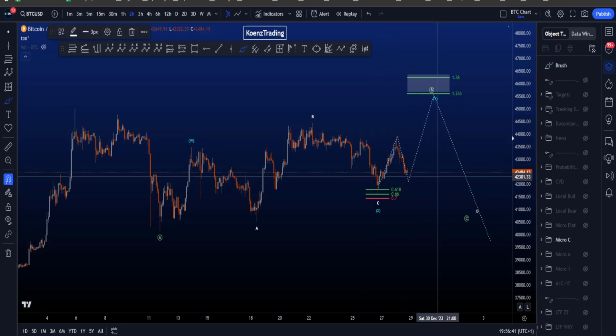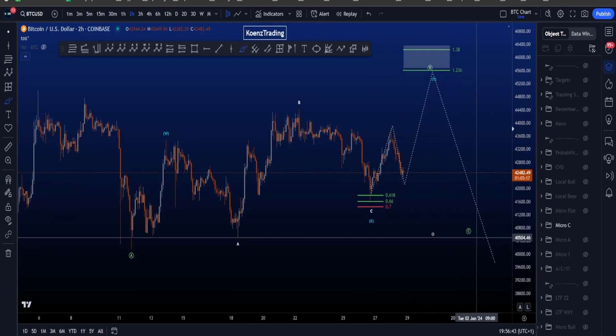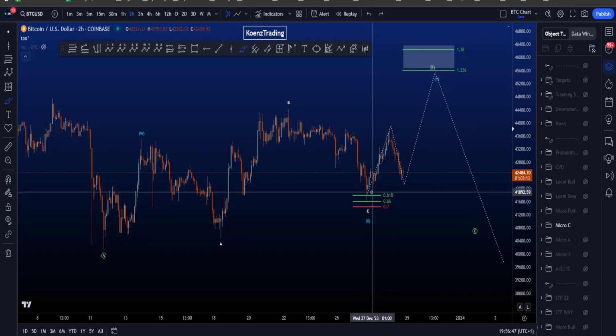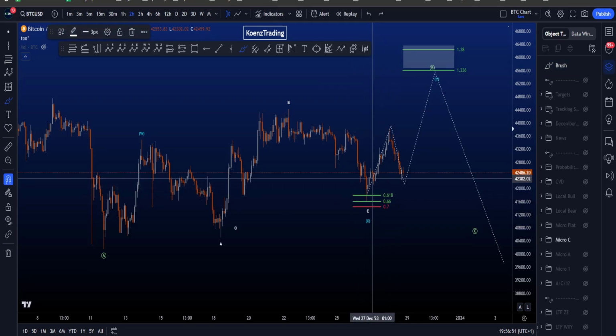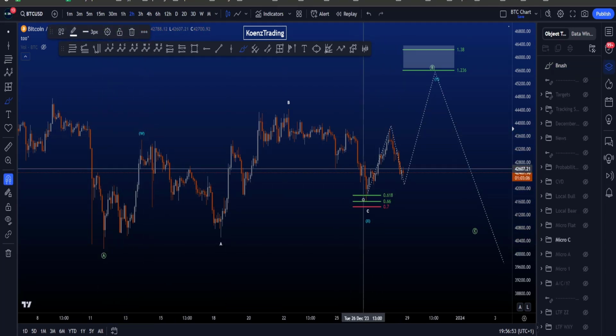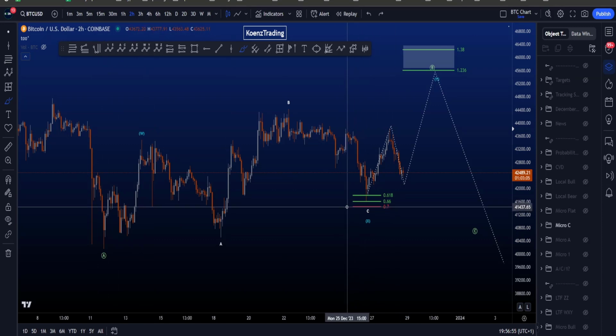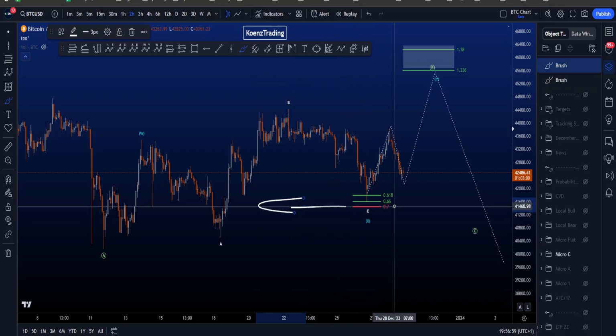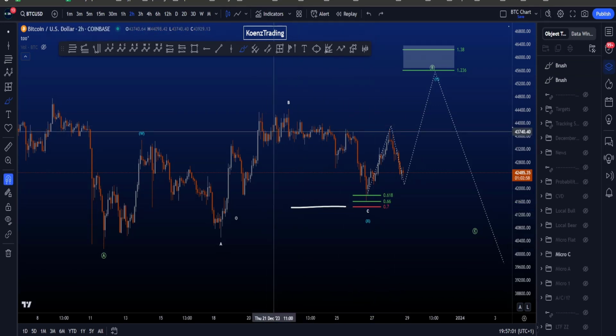zigzag A, B, C. Now for a double zigzag, preferably price is not retracing below the 0.7, and you can see that wave X over here ended on top of then the golden pocket taken from the low to the high of W. But what you can also see, because you're a very smart viewer, is that here price went below the 0.7 Fibonacci.